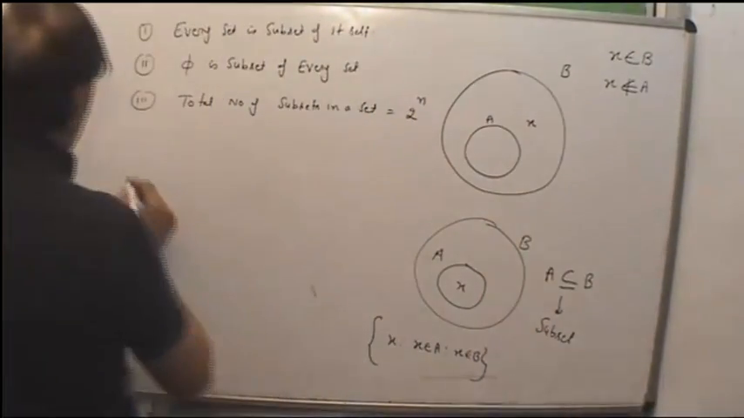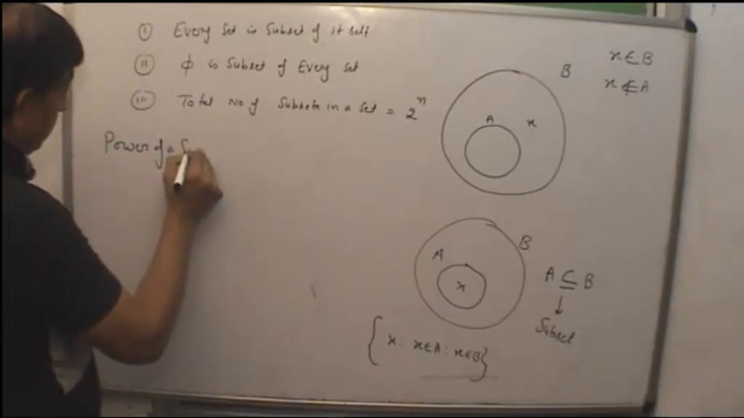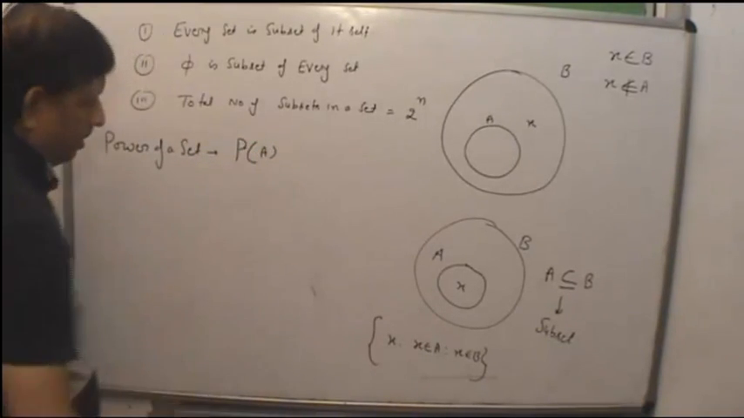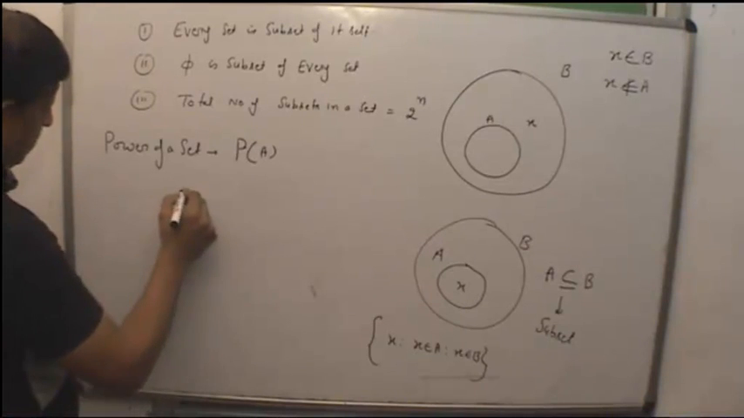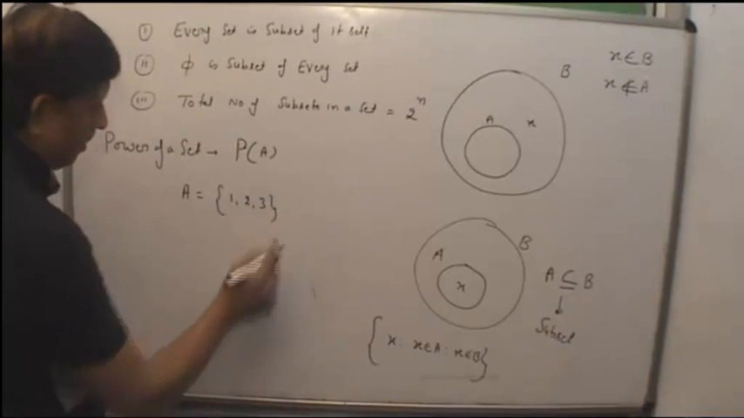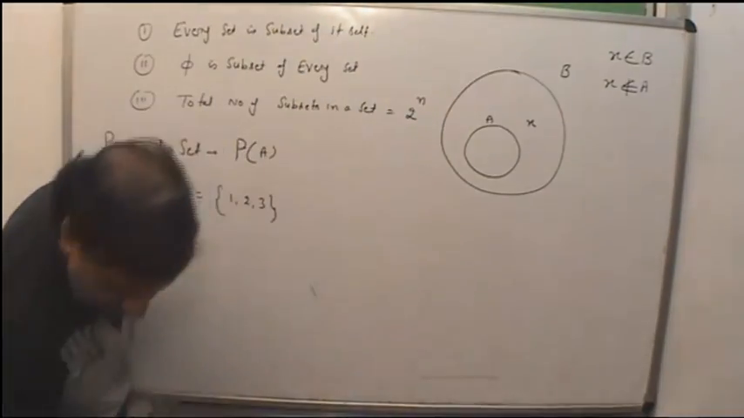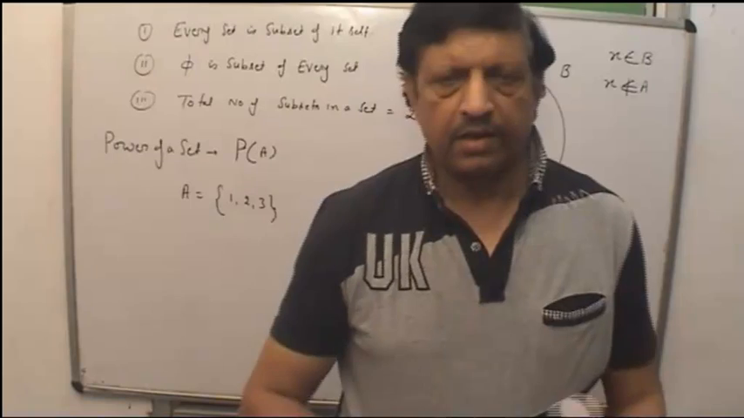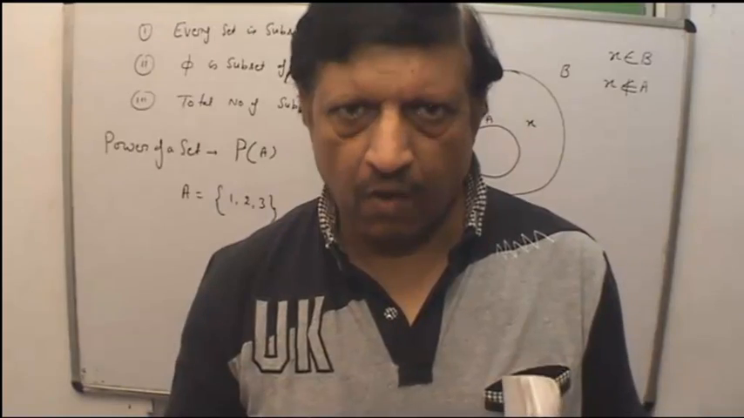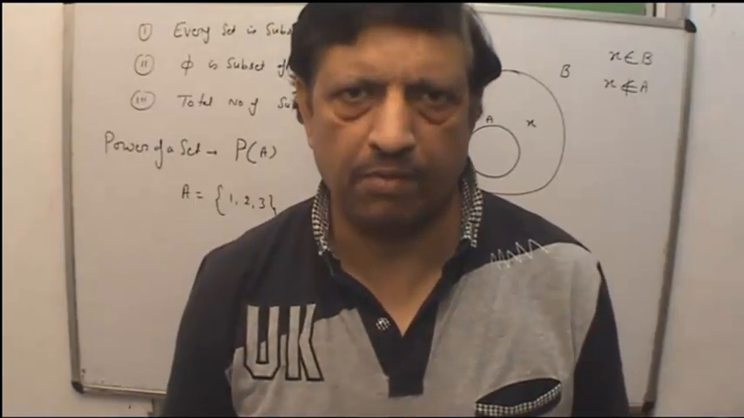Let's see what is the power of a set. The power of a set, we represent it by P(A). Here, let us take an example. Say A is equal to {1, 2, 3}. Power of a set means it is the set of all the subsets. It is the set of all the subsets of a set. That is called the power of a set.